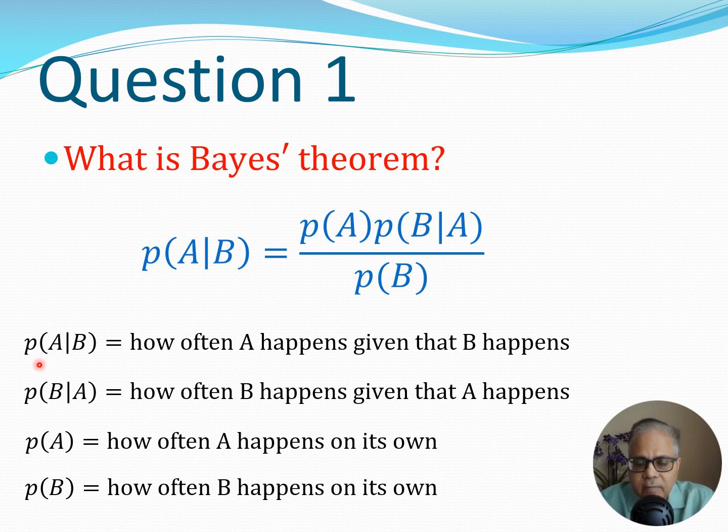Now, if we write this as P(B|A), then this means how often B happens given that A happens. This statement is related to, of course, conditional probability, and then you have this relation. Also remember, P(A) is how frequently A happens on its own, and P(B) is how frequently B happens on its own. So these probabilities are linked together by the equation which is known as Bayes theorem.